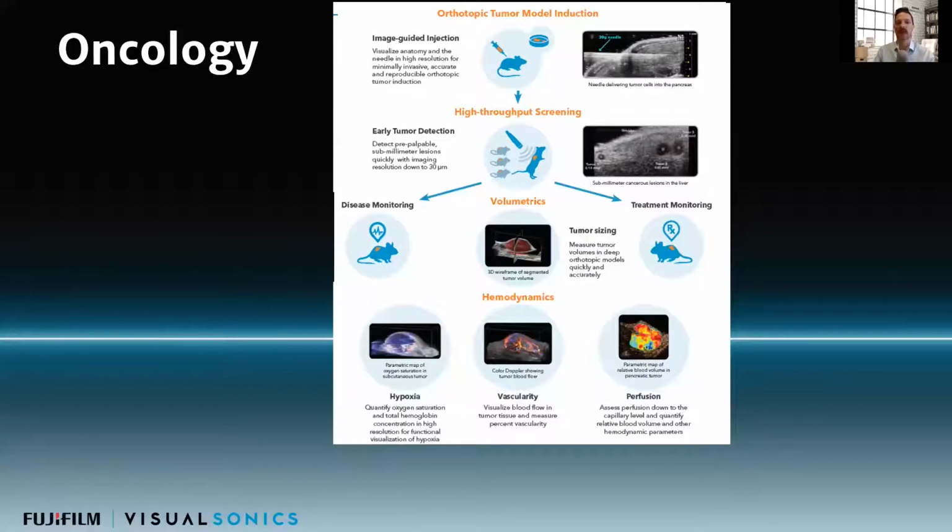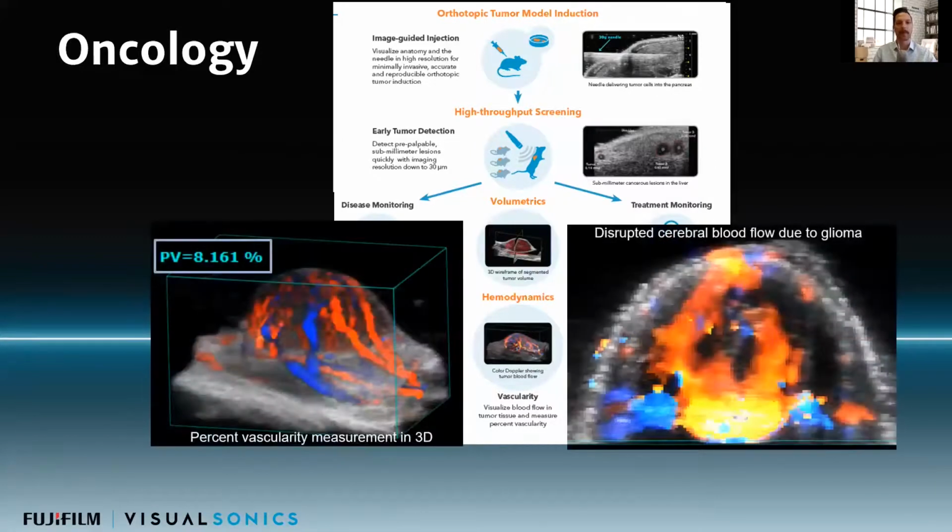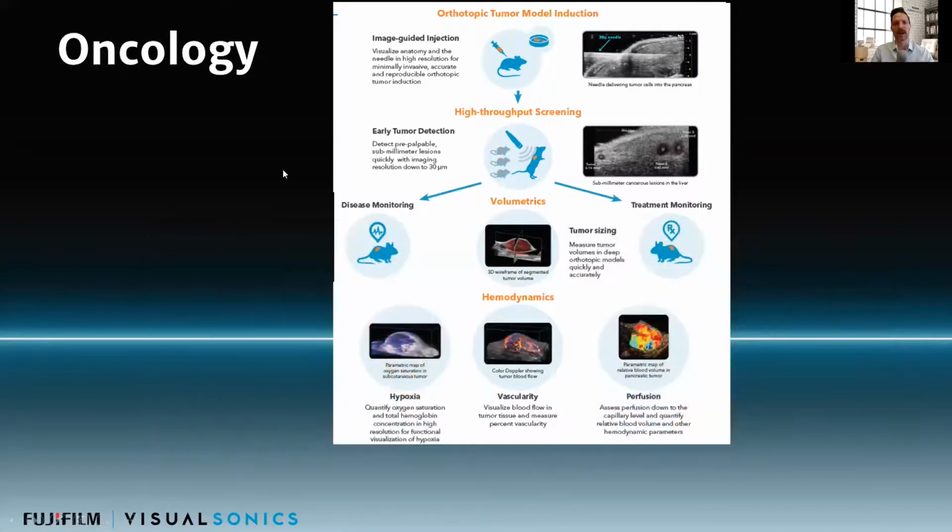So three things here: hypoxia, vascularity, and perfusion. Looking at vascularity first, we're using color Doppler here to assess blood flow in different organs. This is just a sub-Q tumor here. We're looking at a % vascularity measurement, and even cerebral blood flow in this case in a mouse brain with a glioma. So looking at the blood flow there.